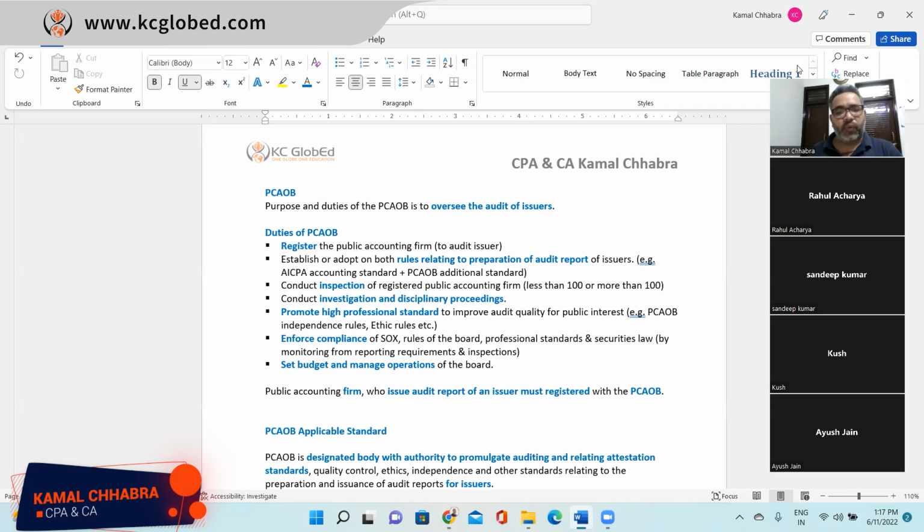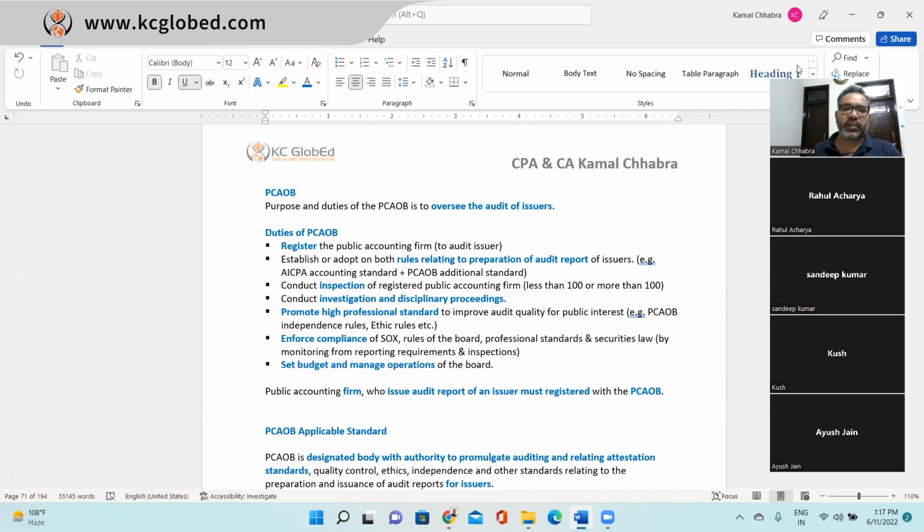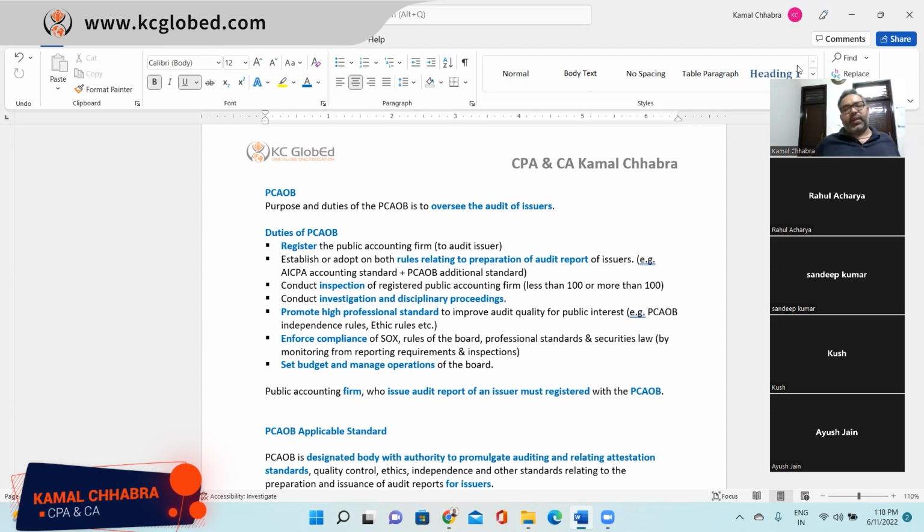Next is to enforce compliance with SOX, the rules of the board, professional standards and securities laws, by monitoring from reporting requirements to inspection. So here the PCAOB enforces that the CPA firm follows the SEC rules and regulations, SOX compliance requirements, and the professional standards issued by the PCAOB. Next is to set the budget and manage the operation of the board. That's an internal matter of the PCAOB.